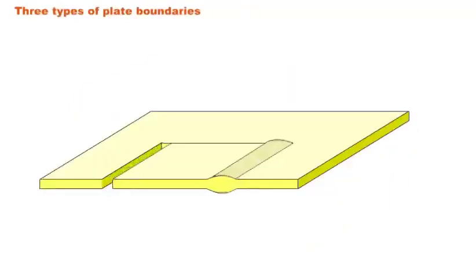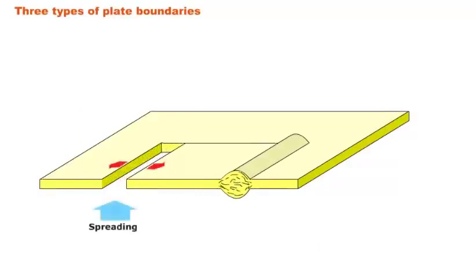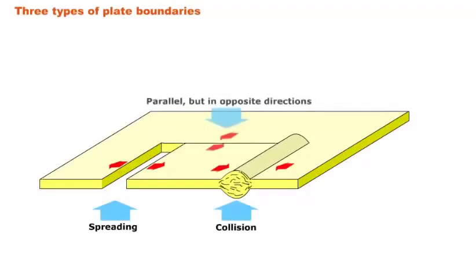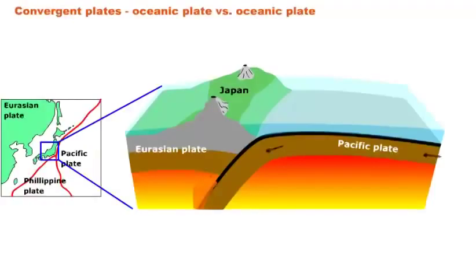This figure shows three different types of boundaries between two plates that move relative to each other. We have plates that are moving away from each other, they're spreading, plates moving towards each other, they're colliding, and plates that are moving parallel but in opposite directions. The three types of boundaries can also be observed between these lithospheric plates we've been studying, and we'll take a look at that now on the following pages.